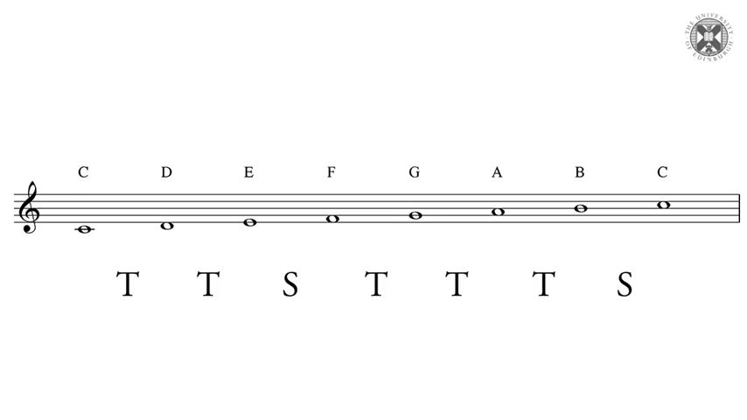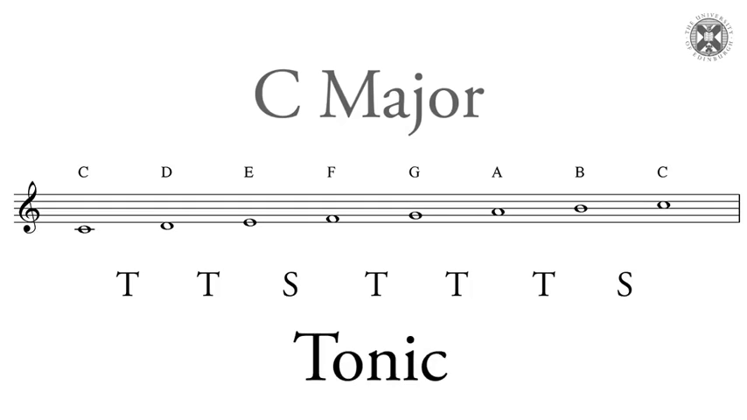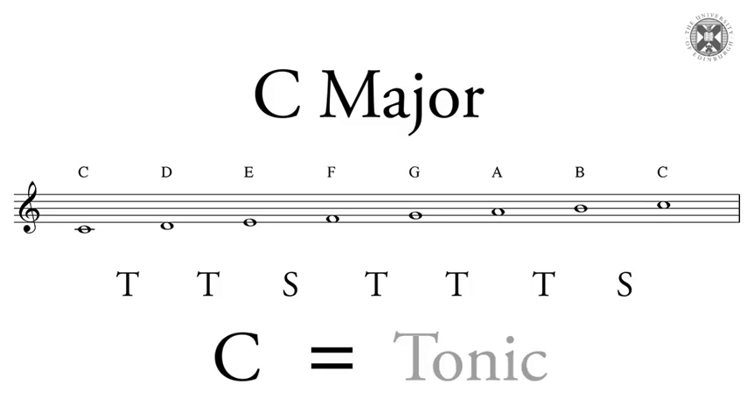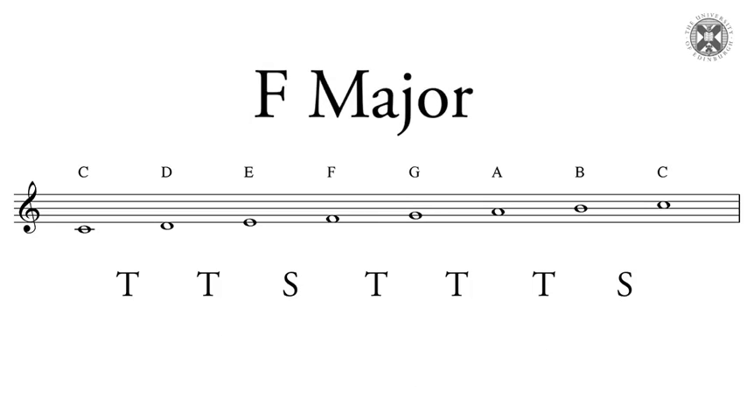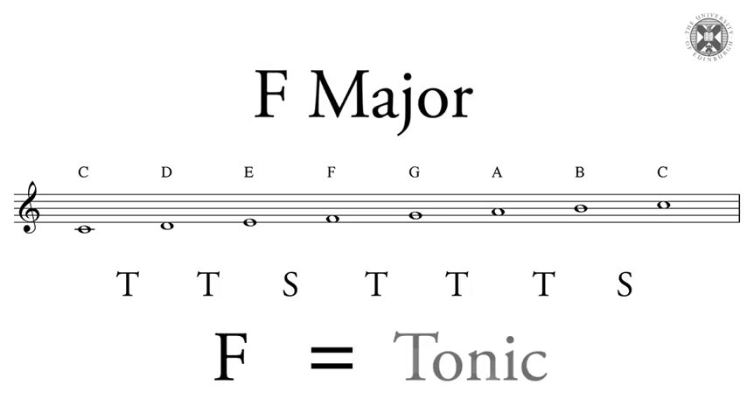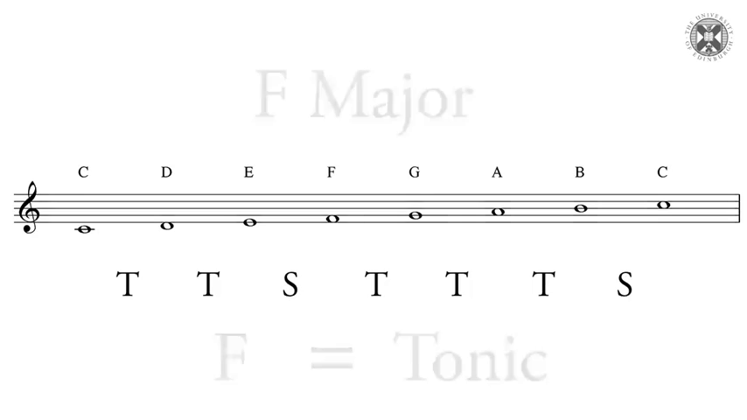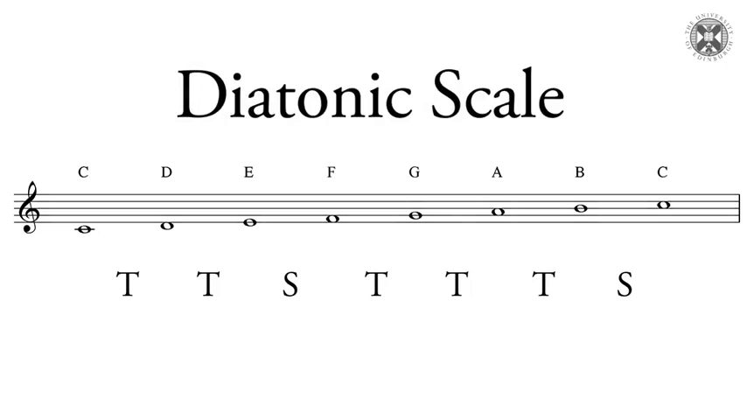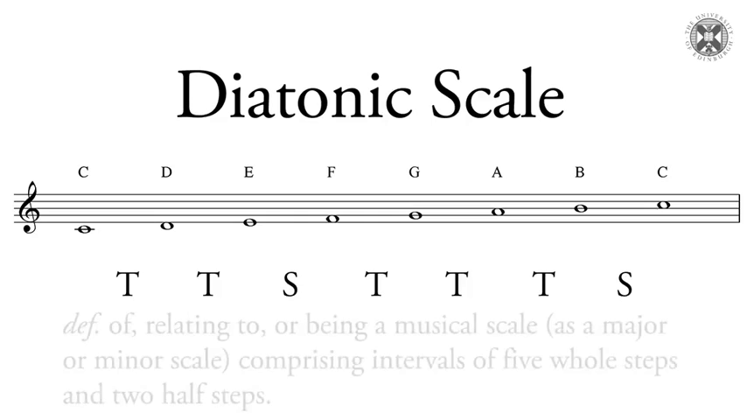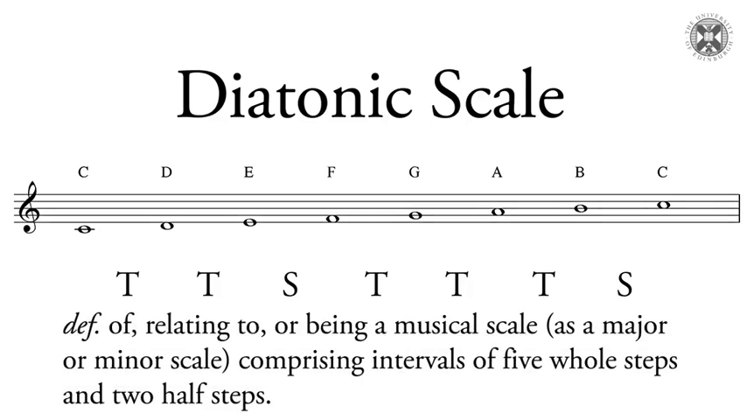An important piece of terminology to remember then is that the letter name that the scale is named after is called the tonic. So, in the case of C major, C is the tonic. In the case of F major, F is the tonic. This major scale is also an example of what's called a diatonic scale, dia between 2 tonics. Diatonic scales are ones where we always have 7 notes with some pattern of 5 tones and 2 semitones.